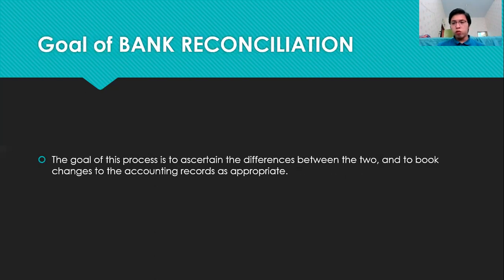So what is the goal of bank reconciliation? The goal of this process is to ascertain the difference between the two and to book the change to the accounting record as appropriate. So if you check and find there's a mismatch or misvalue, you can do the adjustment that we call bank reconciliation. The purpose is to make the bank value and the company value the same. Okay.